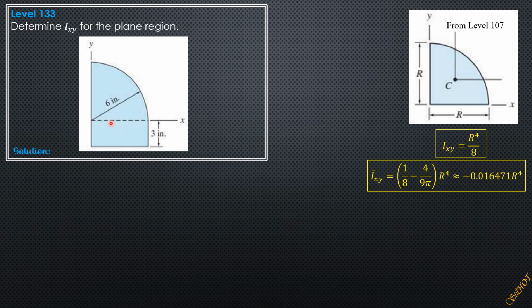So here IXY is IXY of the quarter circle, which is r to the fourth over 8, plus IXY of this rectangle, which with respect to the centroid is 0, then by transfer formula, area 6 by 3, barred x 3, barred y negative 1.5, half of 3. So IXY equals 6 to the fourth over 8, plus 0, plus area 6 times 3, barred x 3, barred y negative 1.5. Combining, IXY of the composite area is equal to 81 inches to the fourth.